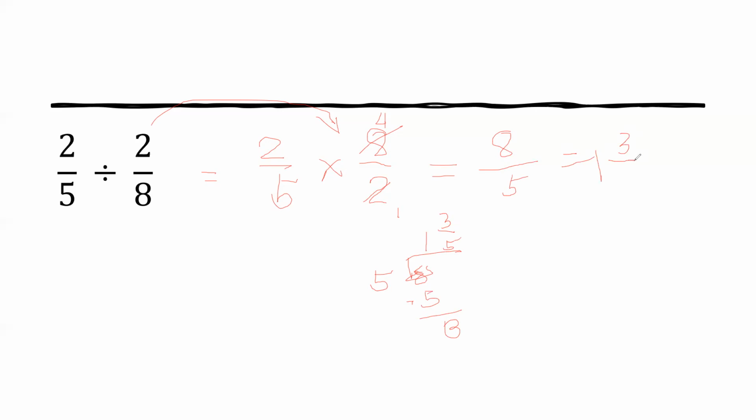Again, ulitin ko lang yung process. You have to find the reciprocal of our divisor. Our divisor is 2/8. So babaliktarin na rin natin yung 2/8. That will be 8/2. Then proceed to multiplication. Okay? Clear po tayo doon? Okay. Let's try another one.